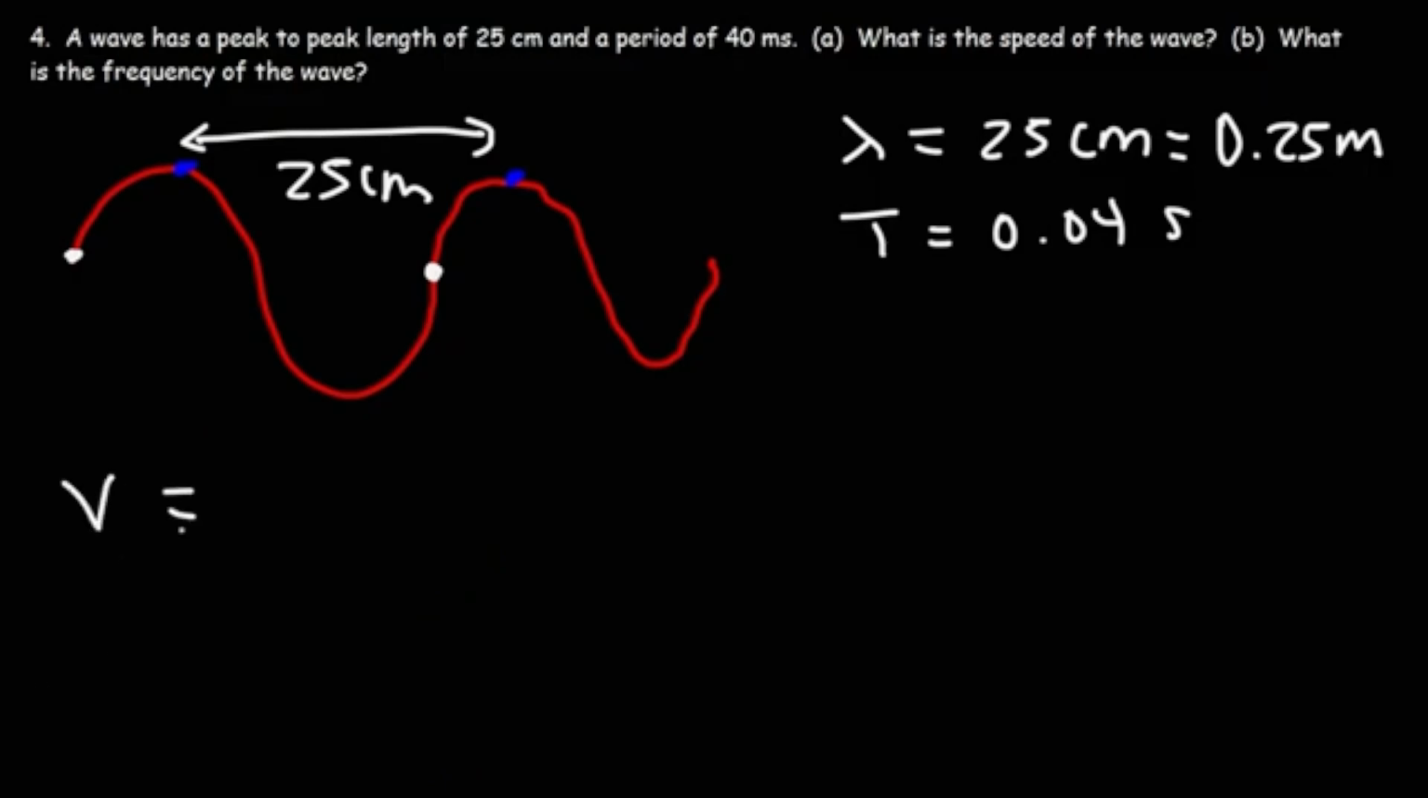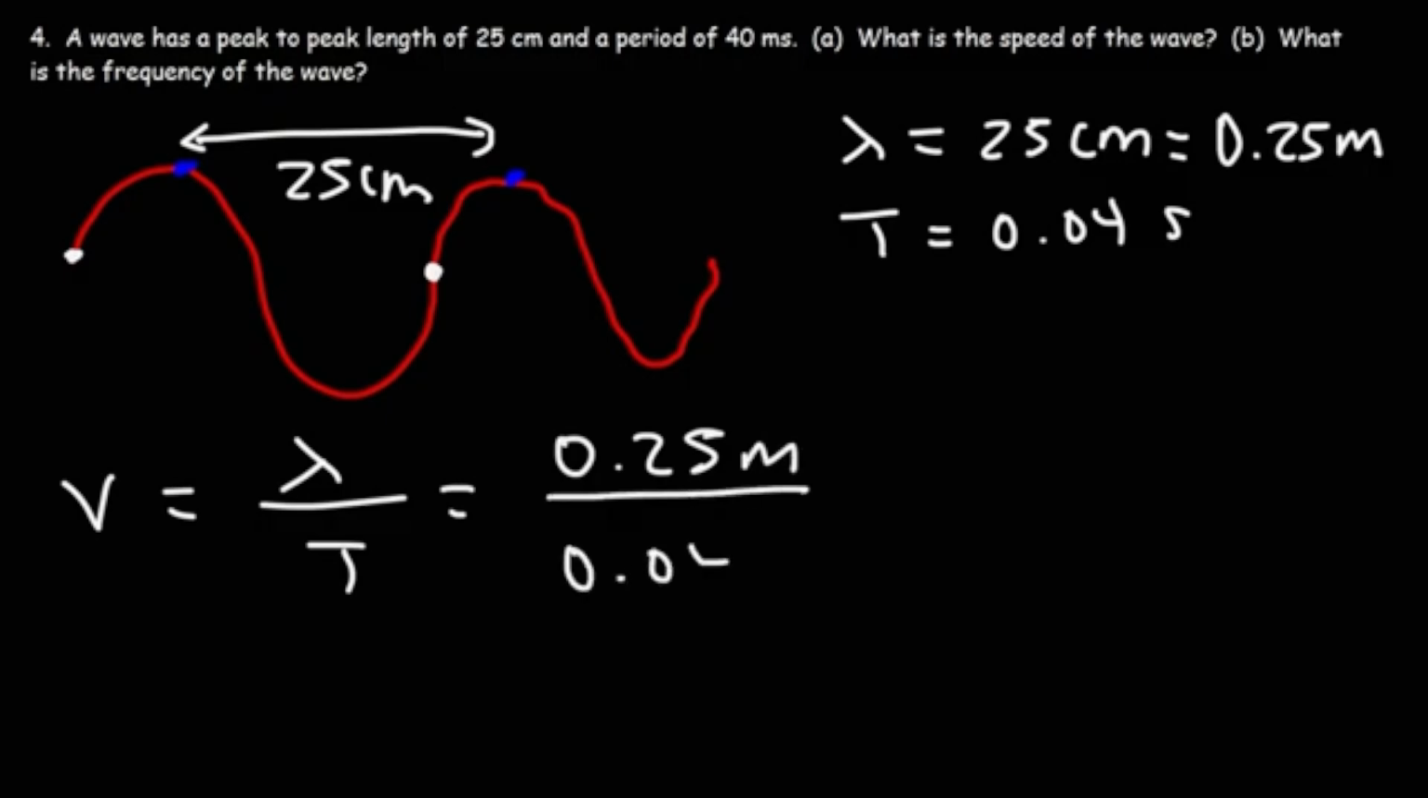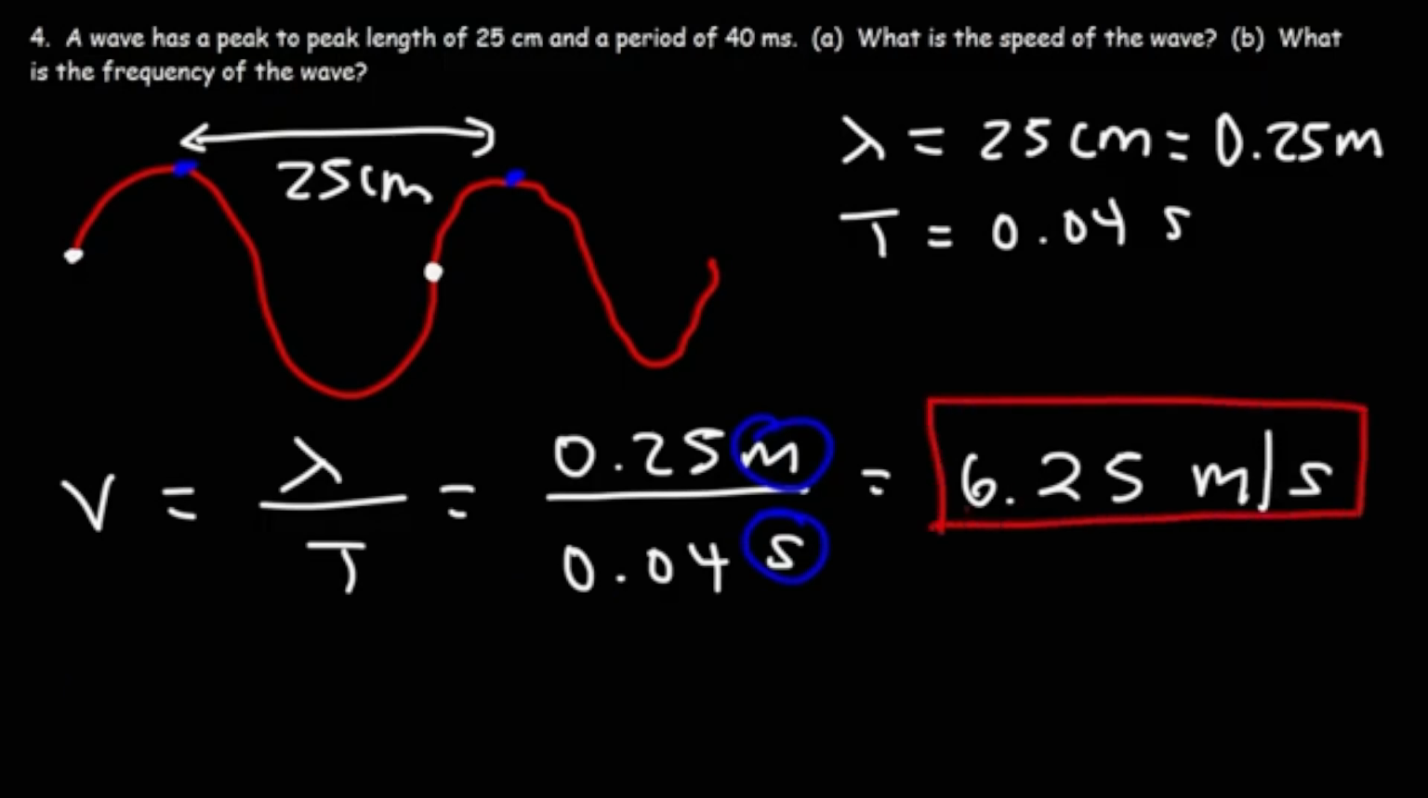Now the speed of the wave is the wavelength divided by the period. So we have the wavelength, which is 0.25 meters, and the period, which is 0.04 seconds. This will give us 6.25 with the units meters per second. So that's the speed of the wave, 6.25 meters per second.